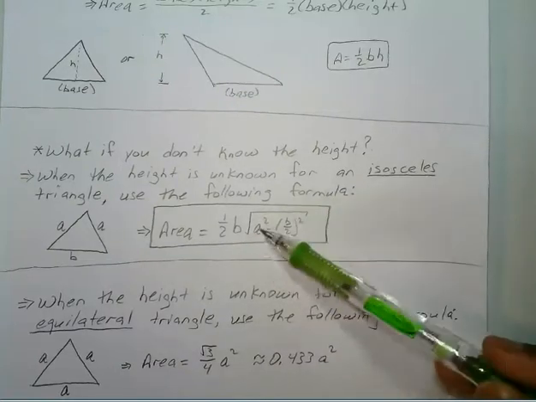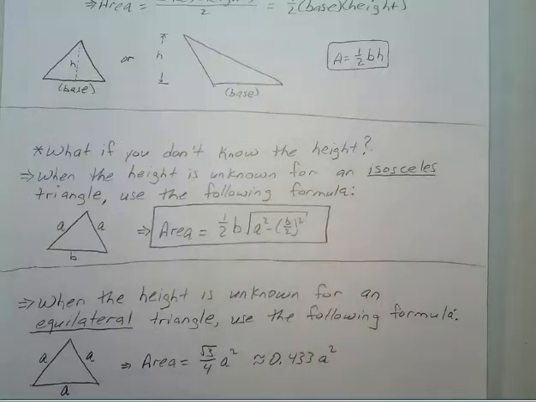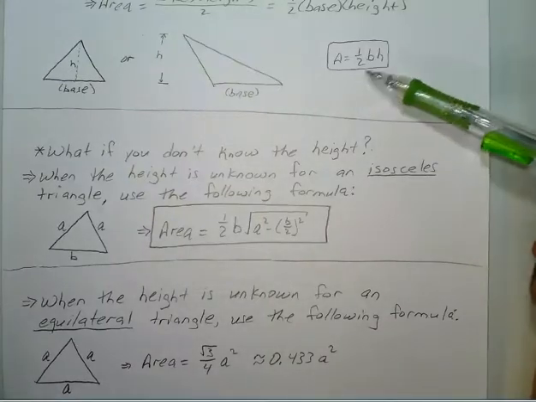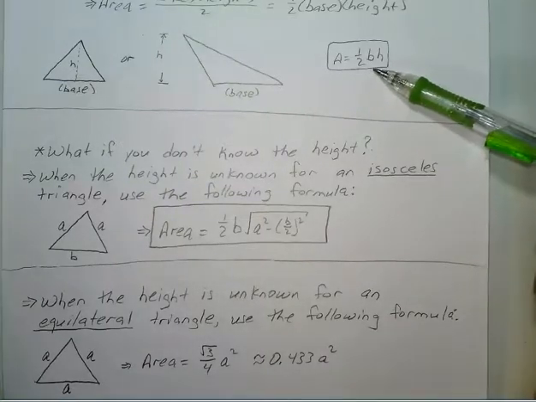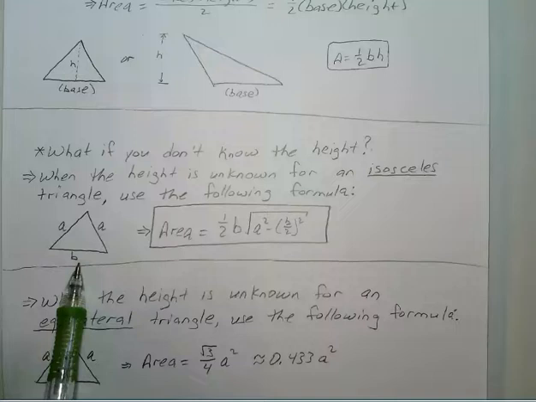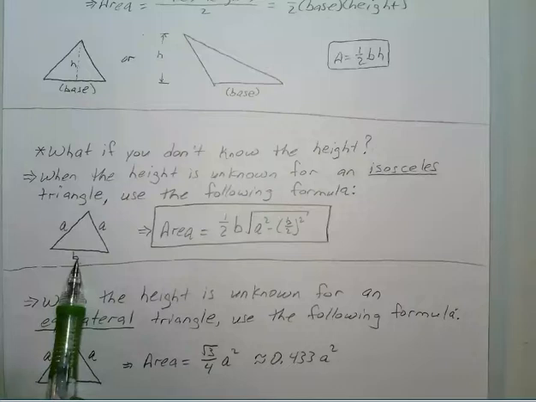times the square root of a squared minus b divided by 2, squared. Now remember, this b is not the base. This b is just a b. We can change this to any other variable. The base is when you use the other formula. So we can say x and y, and that would be the same thing. But here, it's just a and b. When you have two of the same sides, those are your a values, and your b is just the side that's different.